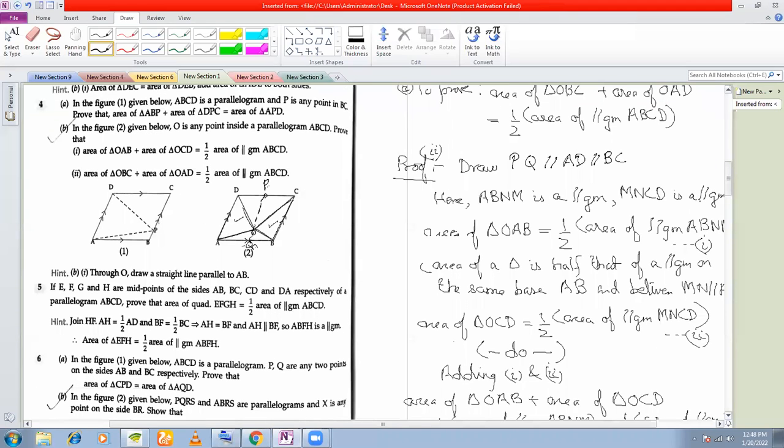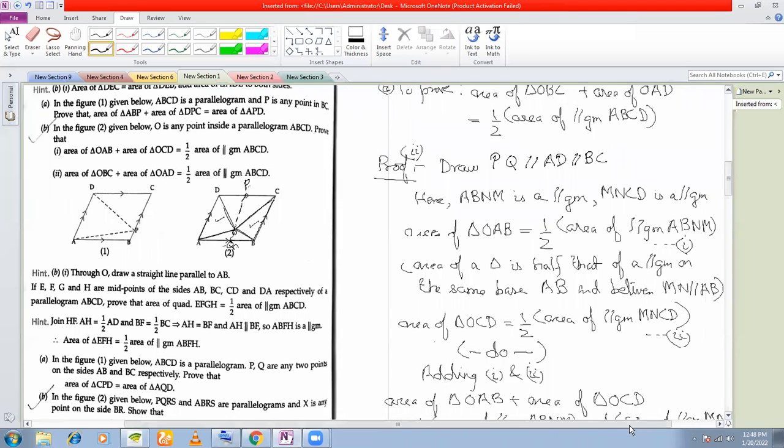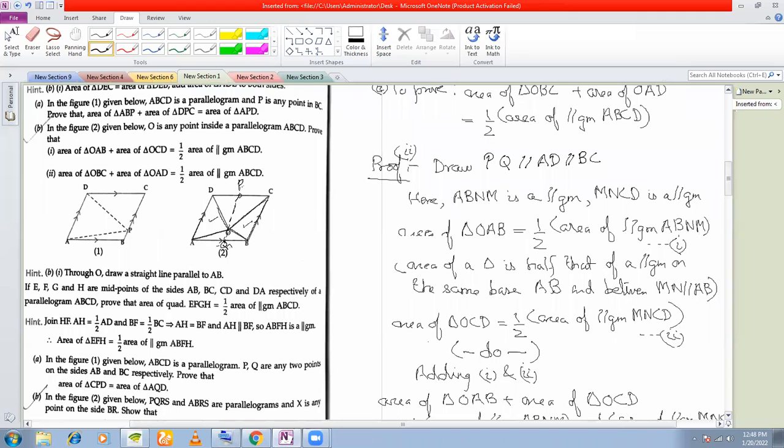So now, which are the two parallelograms that we need to identify? You have AQPD as your parallelogram. AQPD is a parallelogram. And what is the other parallelogram? QBCP. QBCP is a parallelogram. Okay.